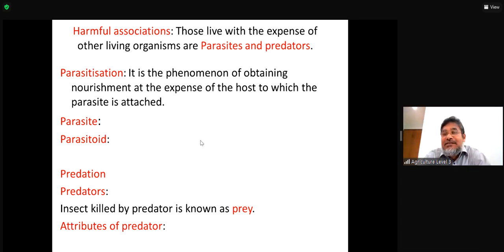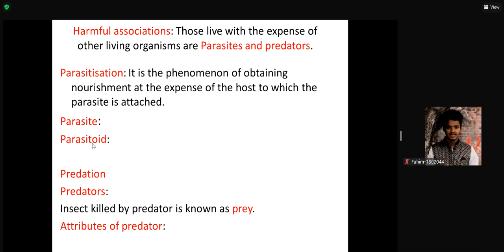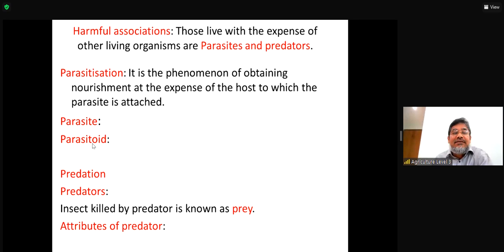So it lives inside or outside the body of other organisms, and takes shelter and food from that organism. It is parasitization. And a parasite is the organism which lives on others. What is a parasitoid? It is a similar term, but the difference between these two is: a parasitoid is a parasite also.